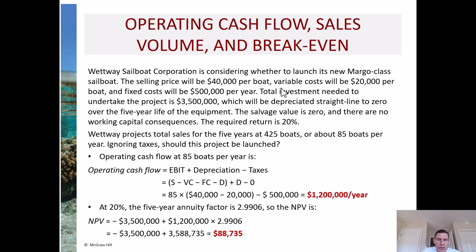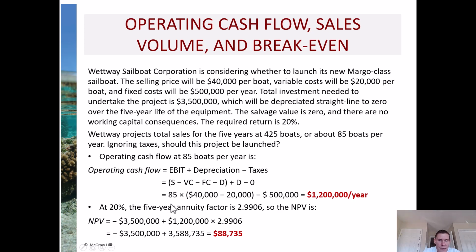The salvage value is zero, and there are no working capital consequences. The required return is 20%. So Wetway projects total sales for the 5 years at 425 boats, or about 85 boats per year. Ignoring taxes, should this project be launched? So operating cash flow at 85 boats per year, the formula we're going to use is operating cash flow equals EBIT plus depreciation minus taxes. And remember, EBIT is earnings before interest and taxes. Okay, so we could say sales minus the variable cost, VC, minus the fixed cost, FC, minus the depreciation, plus the depreciation back in, minus zero taxes.